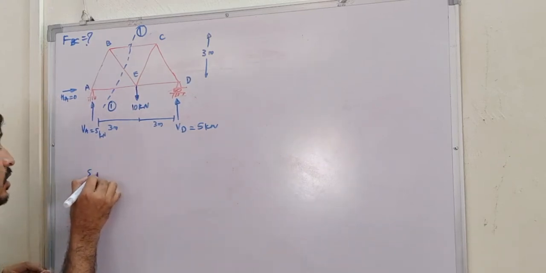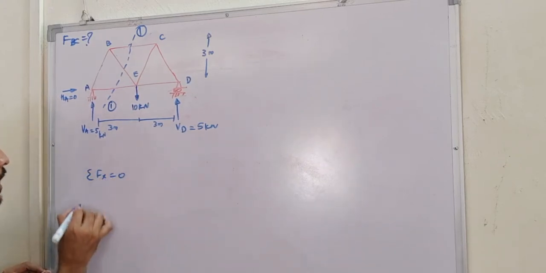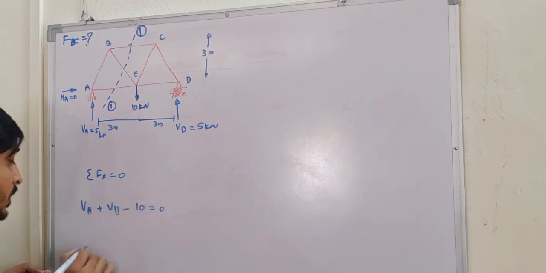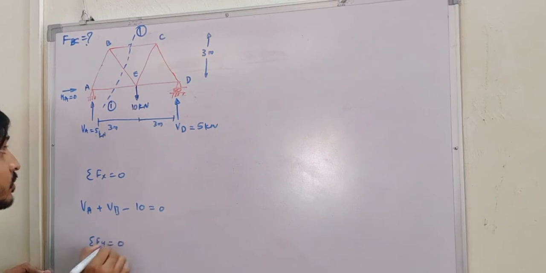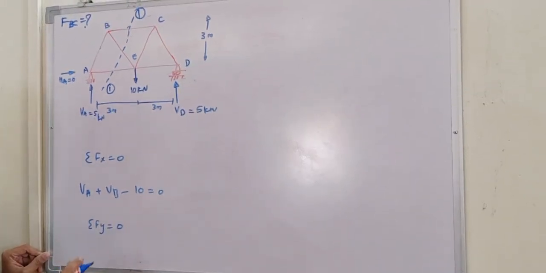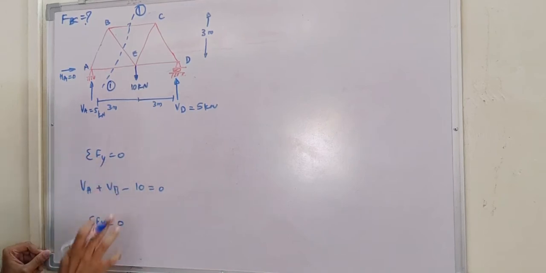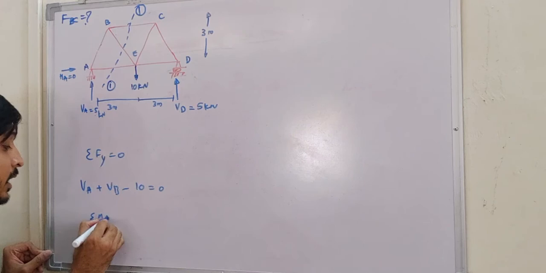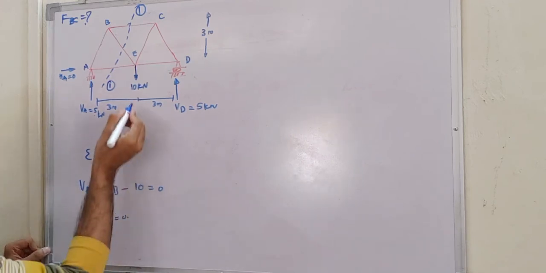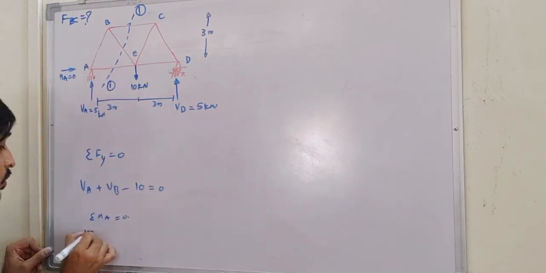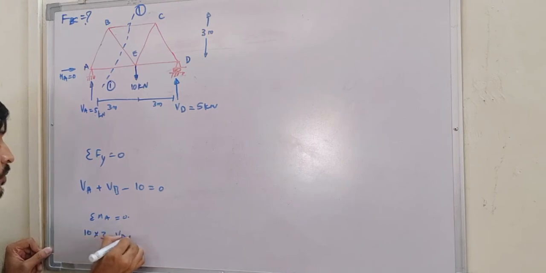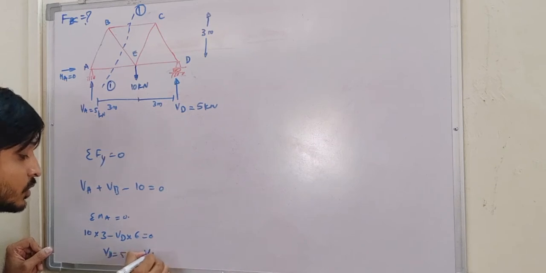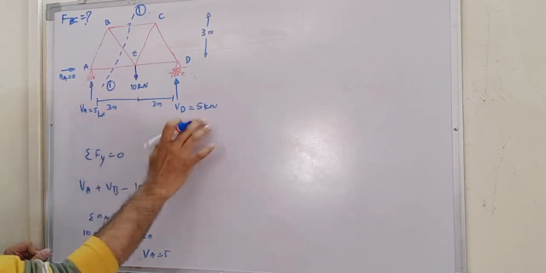So if you calculate summation of Fy equals to 0, what we get? VA plus VD minus 10 equals to 0. Sorry, this is Fy equals to 0. Fx is not available because there is no horizontal force at all. And summation of M about A equals to 0. What do we get? This is 10 into 3 clockwise, and minus VD into 6 equals to 0. So therefore we get VD equals to 5, so VA equals to 5. So this is what I have written here. Okay.